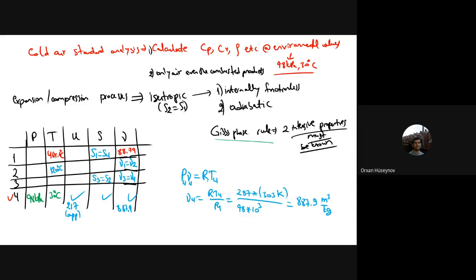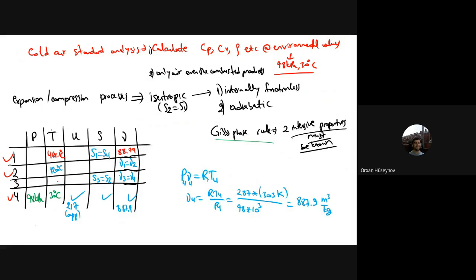Now the values for state 2 are okay. I have found both of the values, because I know the temperature and the specific volume relationship, so I can find any third property. State 4 is okay, 1 is okay, 2 is okay. I know two properties for state 2, temperature and specific volume.